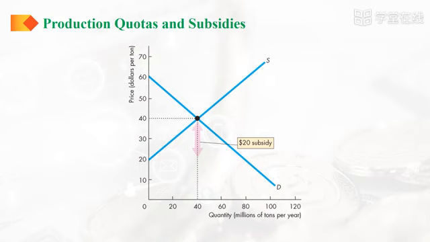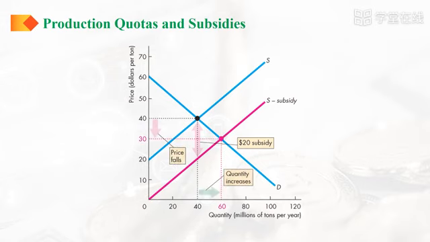First one, an increase in supply. In figure 6.12, with no subsidy, the demand curve D and the supply curve S determine the price of peanuts at $40 a ton and the quantity of peanuts at 40 million tons a year. Suppose that the government introduces a subsidy of $20 a ton to peanut farmers. A subsidy is like a negative tax. A tax is equivalent to an increase in cost. So a subsidy is equivalent to a decrease in cost. The subsidy brings an increase in supply.